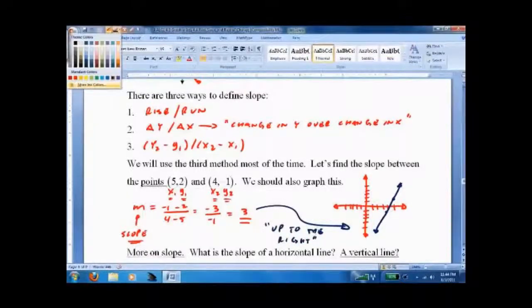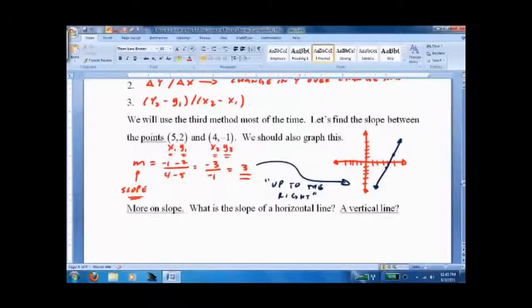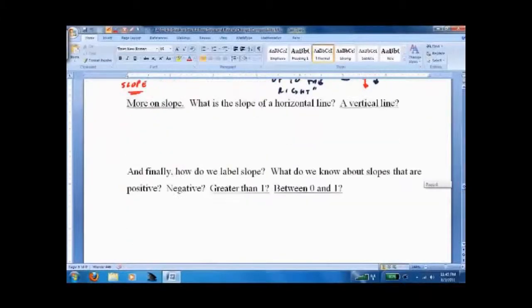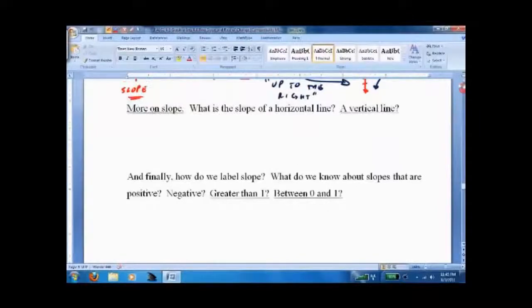So you're going to have to do this a lot. And when I say a lot, I mean a real lot. How do we find slope? y2 minus y1 over x2 minus x1. So check it out.